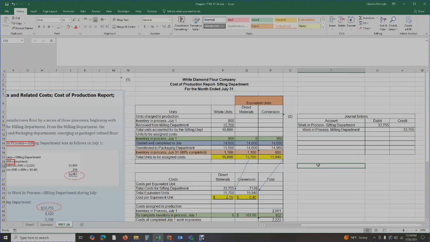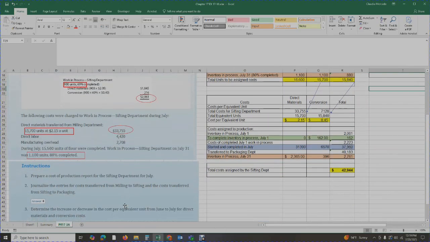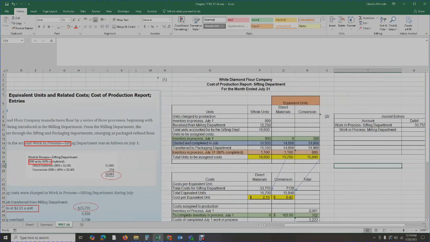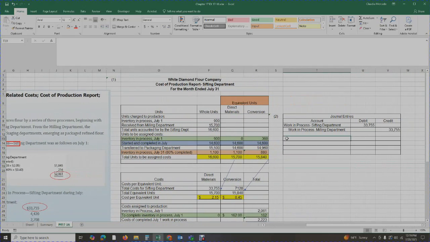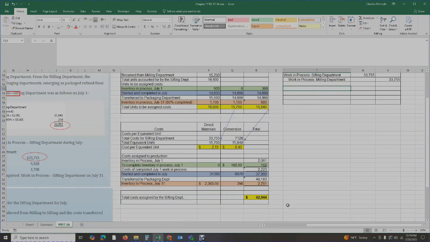Okay. Now the second part of the journal entry says journalize the entries for cost transfers from the milling to the sifting and the cost transfer from the sifting to the packaging. Now that we're done with some goods, we have to move them because they're completed. We have to move them to the last and final stage, which is the packaging department. Now, how much of the goods are we going to be transferring? According to the problem, what is transferred to the packaging department is 40,183.